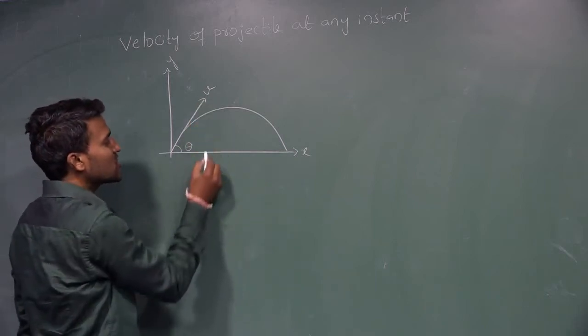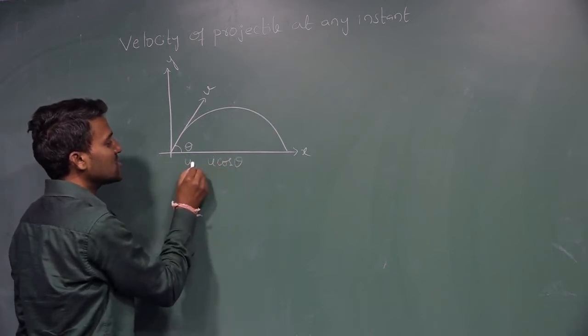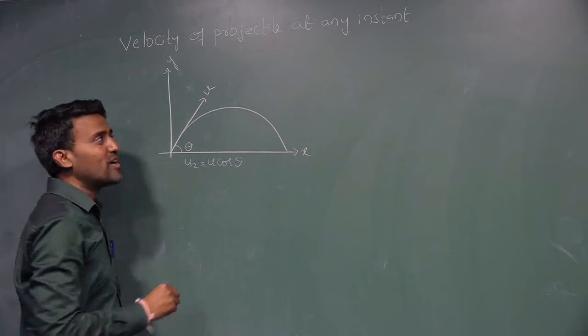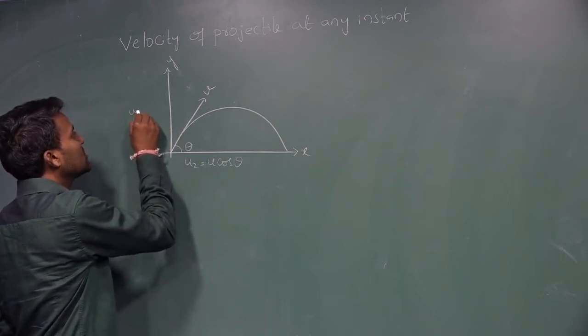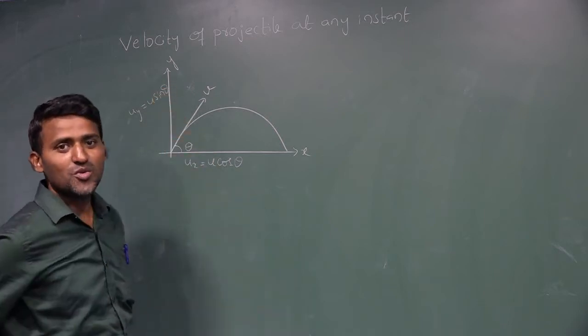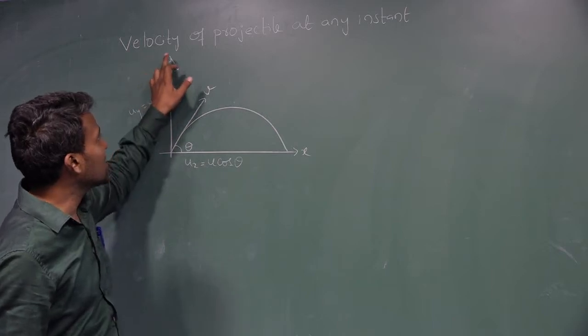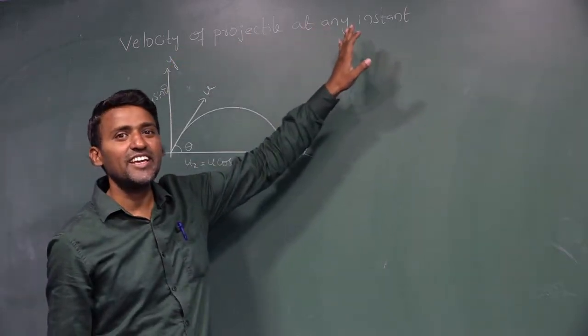Now u can be resolved into two components. One is the horizontal component, ux is equal to u cos theta, and the vertical component, tell me everyone, uy is equal to u sin theta. Uy is equal to u sin theta, isn't it? Now we have to calculate the velocity of the projectile at any instant.